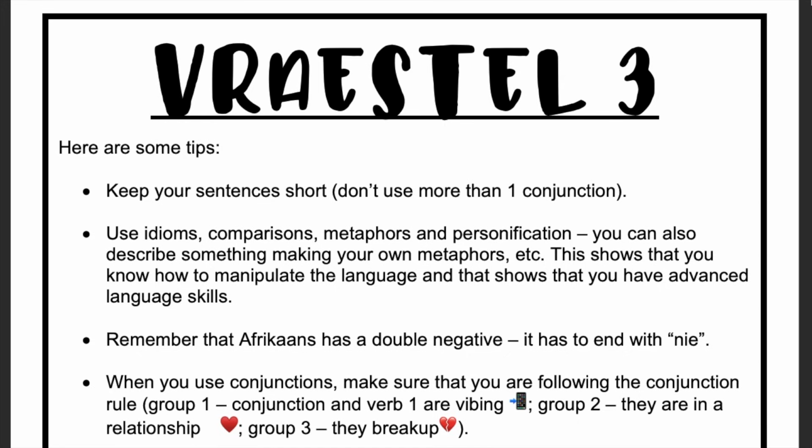Okay, and then just remember that Afrikaans is a double negative. It has to end with ni. Usually, because you are translating directly from English to Afrikaans, you forget the ni at the end because you don't have that in English. So just be careful for that.